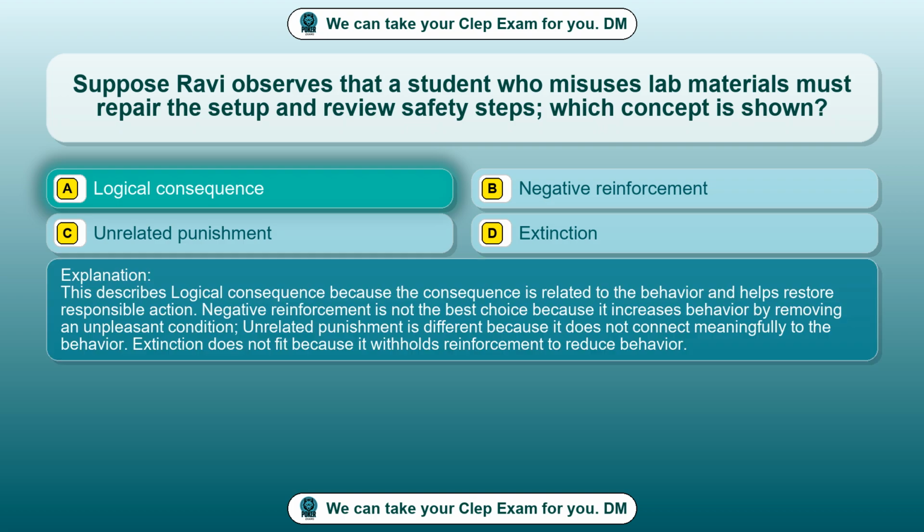This describes logical consequence because the consequence is related to the behavior and helps restore responsible action. Negative reinforcement is not the best choice because it increases behavior by removing an unpleasant condition. Unrelated punishment is different because it does not connect meaningfully to the behavior. Extinction does not fit because it withholds reinforcement to reduce behavior.